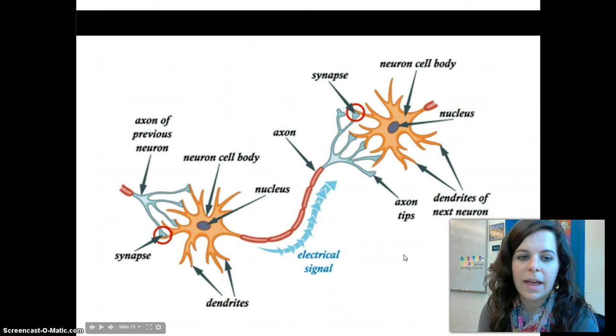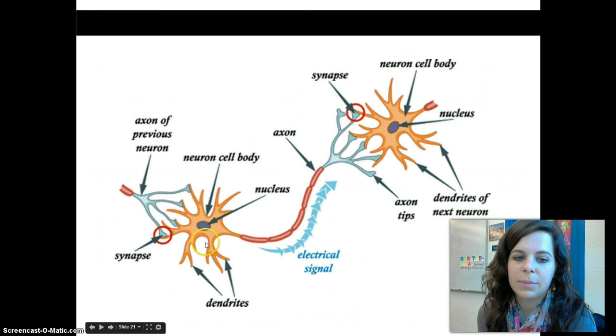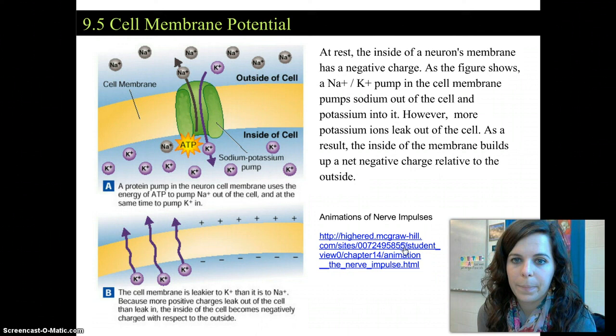So now we're going to talk about the synaptic cleft. Synapses exist where axons meet dendrites. You can see here's one neuron. It is attached, or close to, an axon of the previous neuron. It creates a synapse, and then its axon creates a synapse with the next neuron.